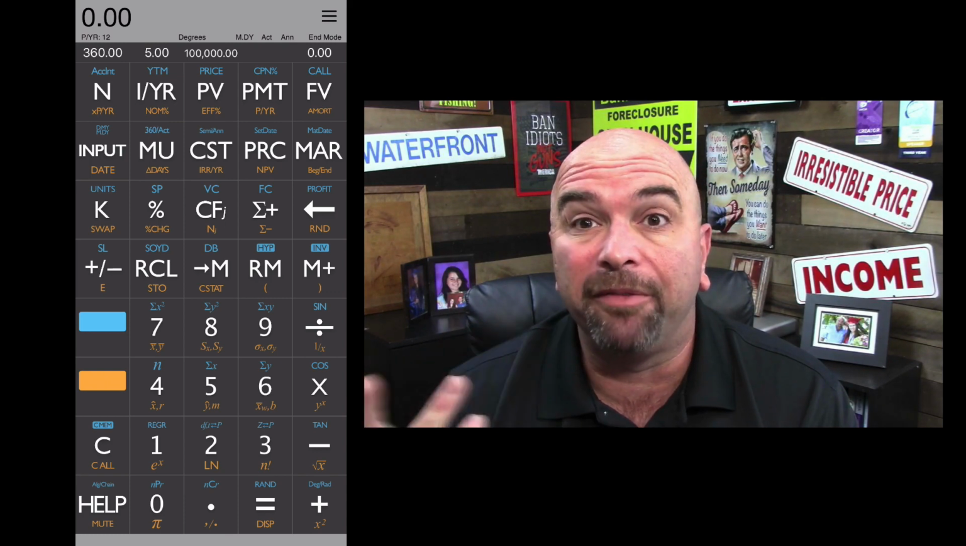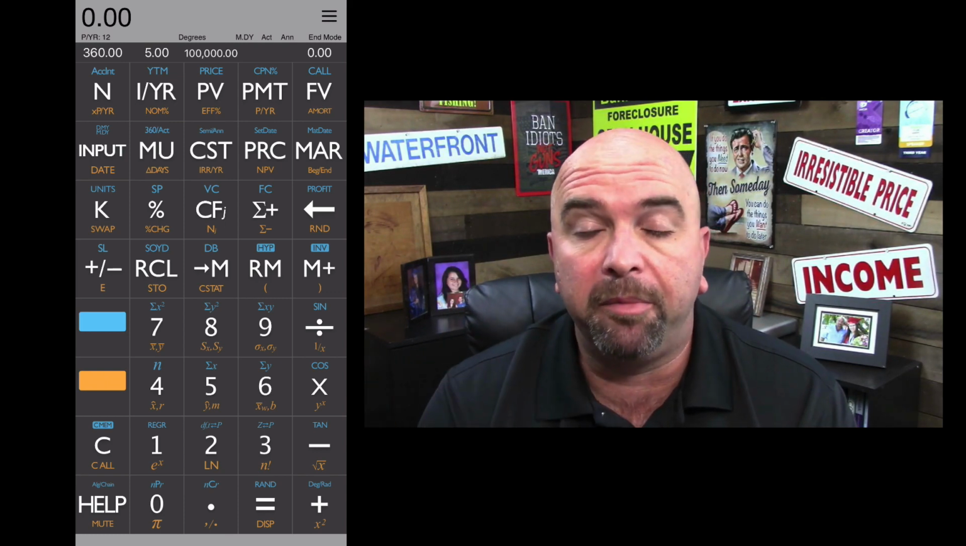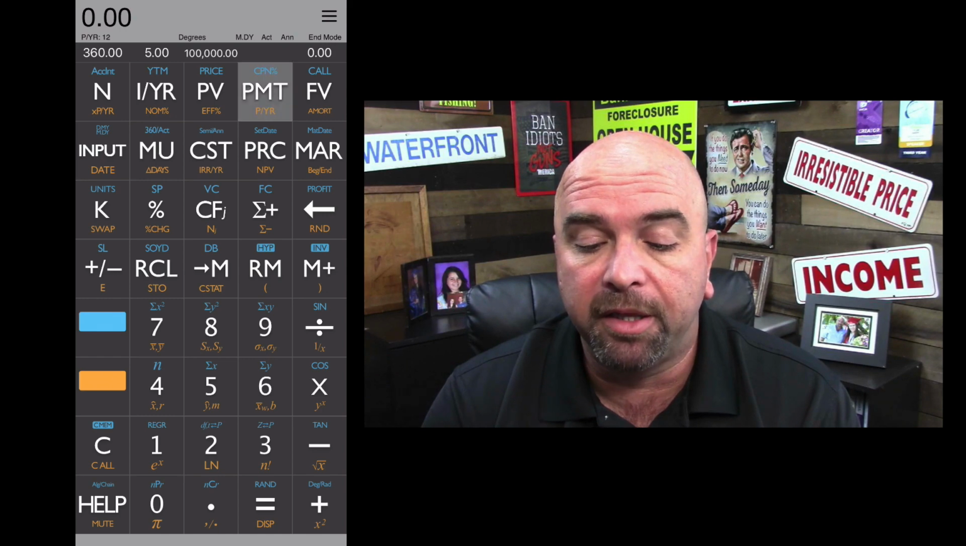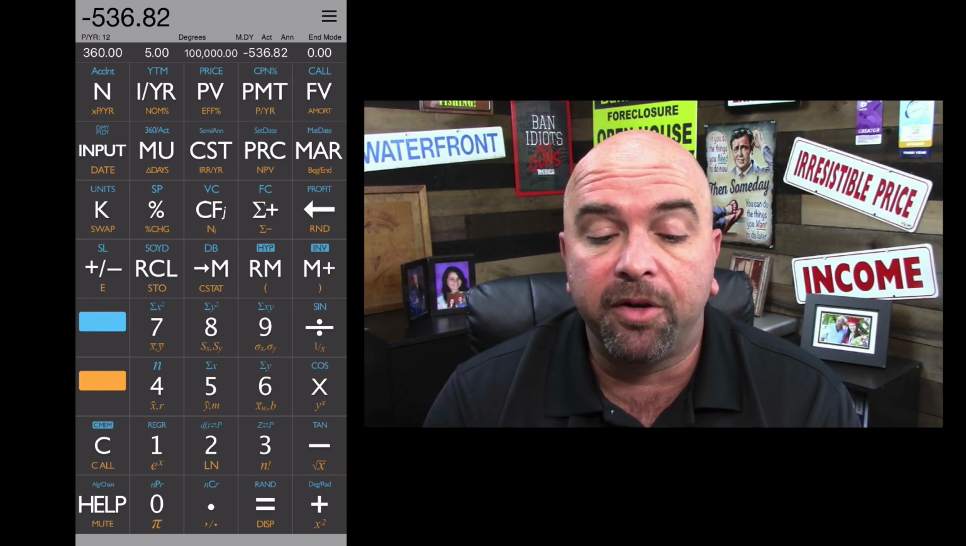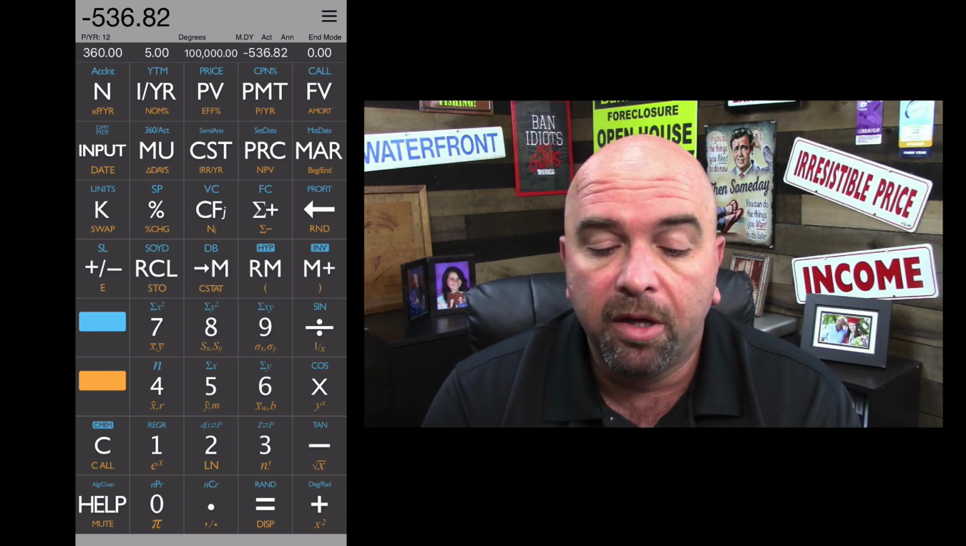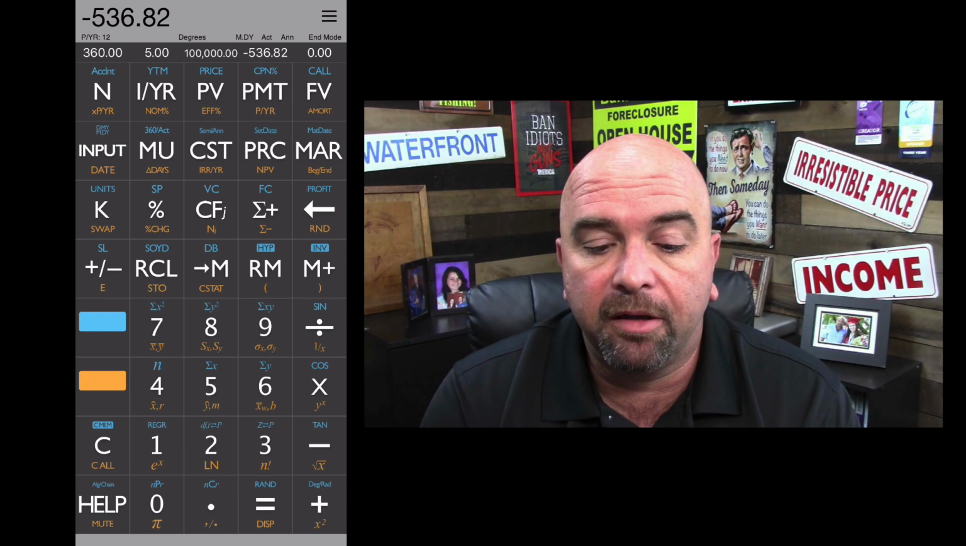And what's left is what we're solving for. We don't know the payment. That's why we're doing the calculation. We're going to hit the payment key. It tells us that the payment will be $536.82 for a 30-year loan, fully amortized, at 5% interest.